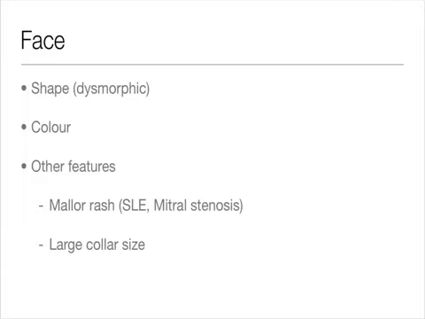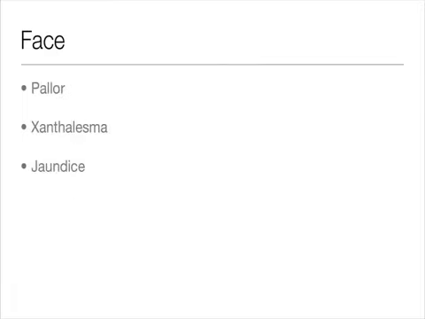Do they have a malar rash that may be associated with lupus or mitral stenosis, where it's termed mitral facies? And also have a look to see if they have a large neck size, as this conveys a risk of obstructive sleep apnea, which is an independent risk factor for cardiovascular disease. Also look generally at the face for any pallor, xanthelasma or jaundice, but we'll look at this closer when we examine the eyes.